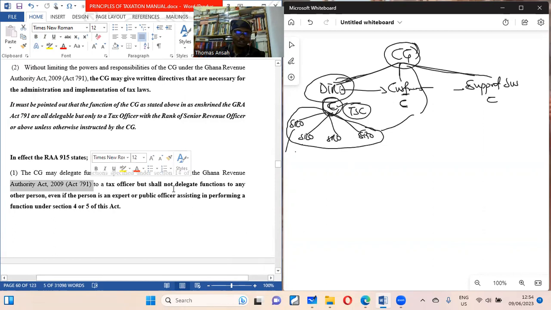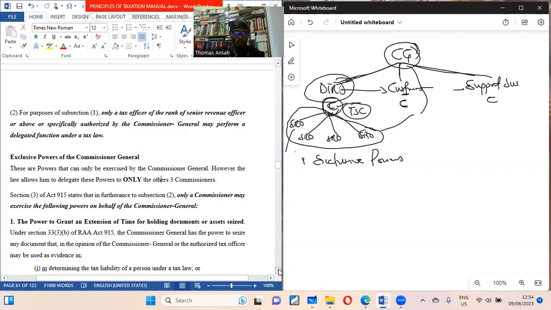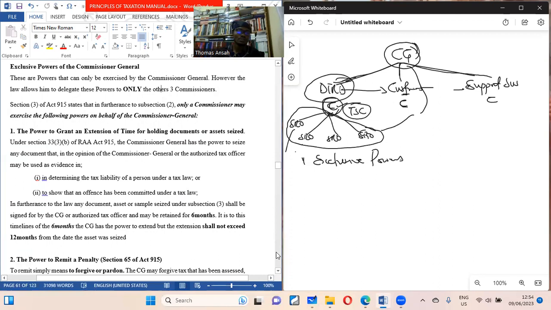A tax officer shall not delegate functions to any other person, even if the person is an expert or a public officer, in terms of performing a function. Okay, so these are where he can delegate to. So we are talking about the exclusive ones. Let's first look at the exclusive ones. The exclusive ones are those that can be delegated to only the three commissioners, all right? So as pointed out here, it allows him to delegate the power to only the other three commissioners. And let's look at them one by one. Now, we have one, the power to grant extension.